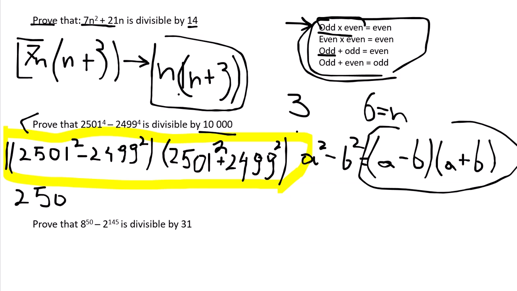2501 minus 2499 in brackets, times 2501 plus 2499.